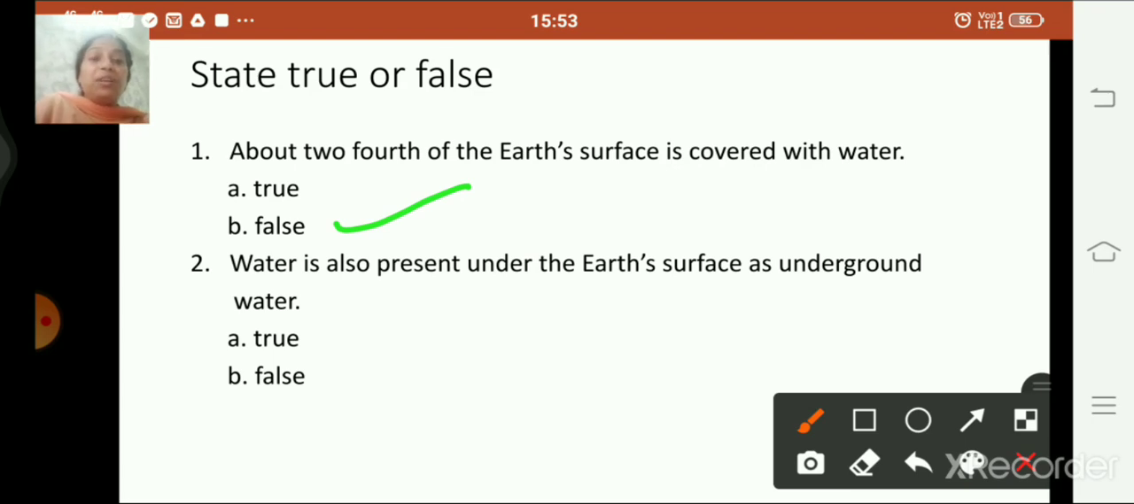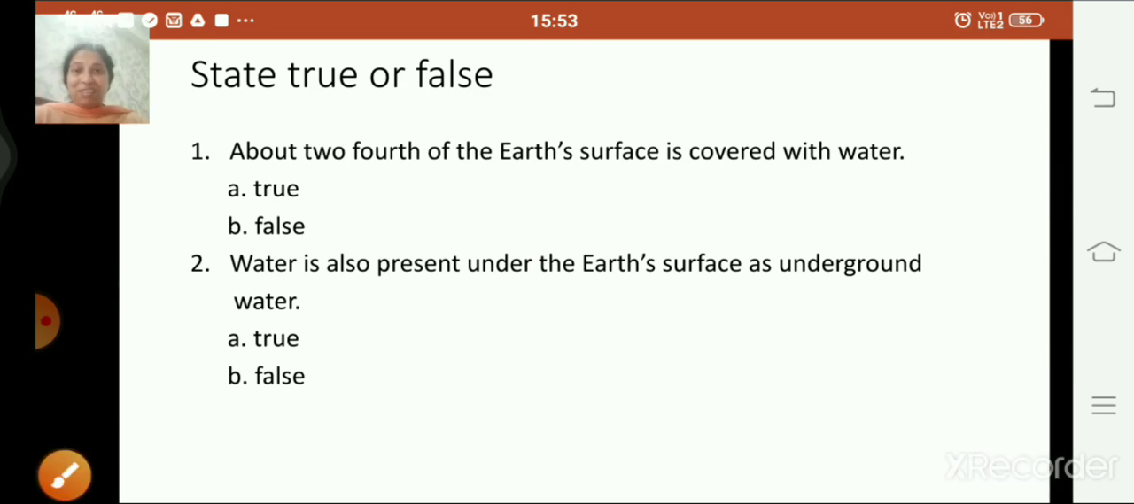Next is, water is also present under the earth's surface as underground water. True or false? Yes, very good. True.